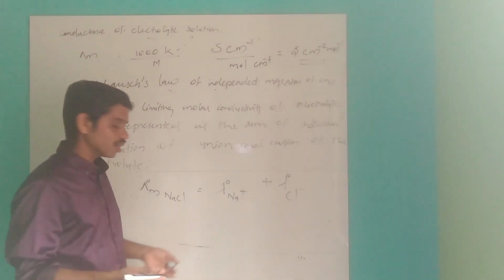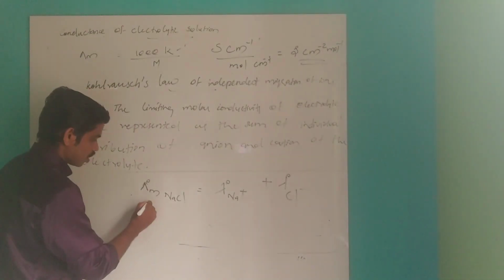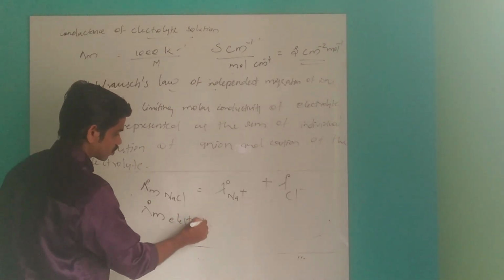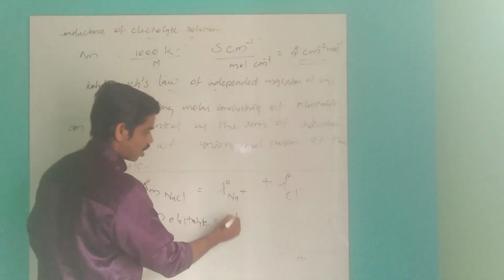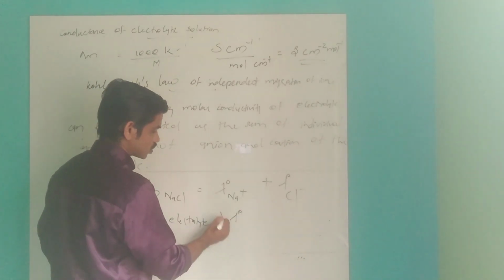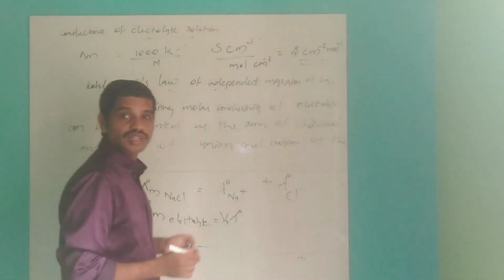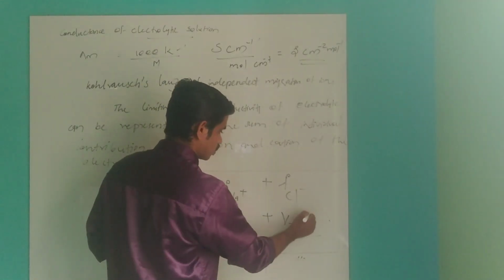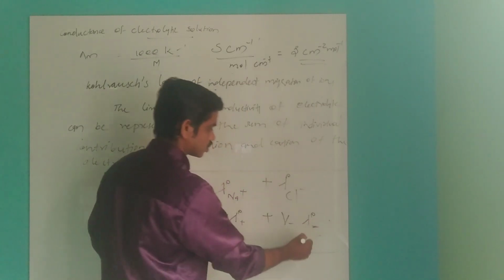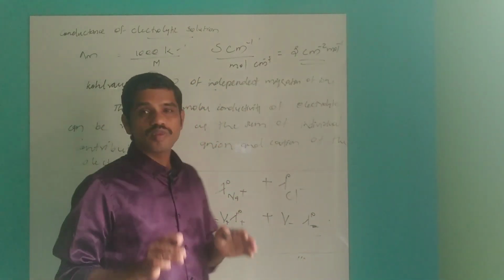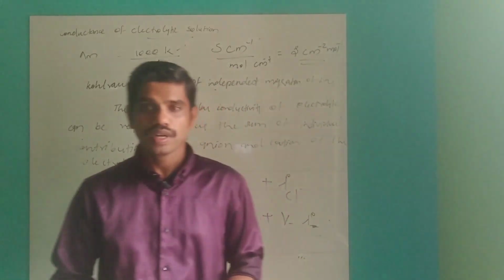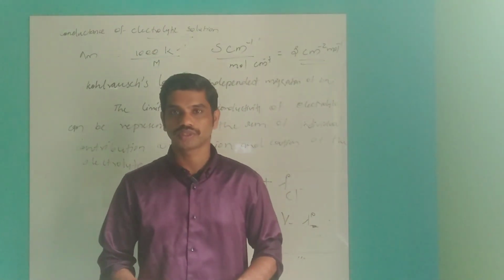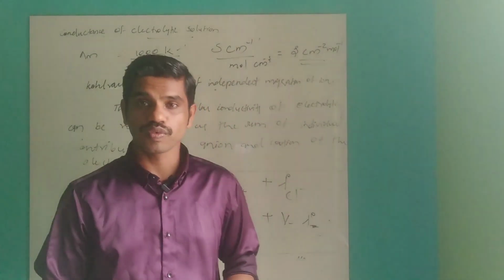So generally we can represent lambda 0 m of any electrolyte as equal to v plus lambda 0 of the cation plus v minus lambda 0 of the anion, where v plus and v minus represent the number of ions. So how many anions and cations are present also matters. We will discuss this by doing problems. Okay, thank you for watching.